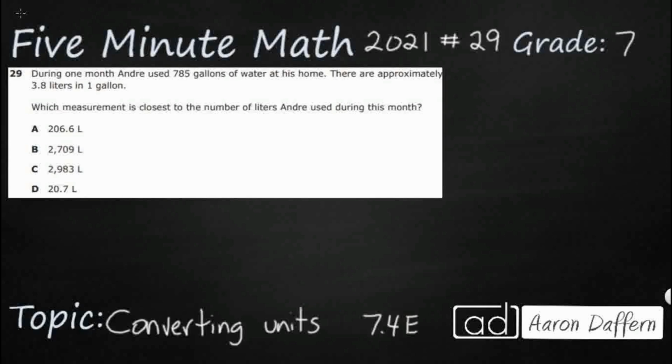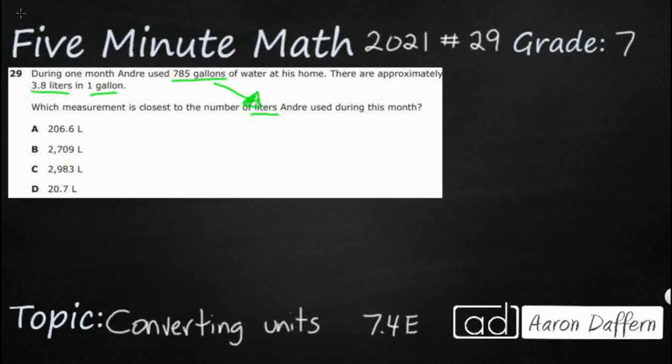So during 1 month, Andre used 785 gallons of water in his home. And then we've got a little ratio here, approximately 3.8 liters equals 1 gallon. We need to find the measurement that is closest to the number of liters he used during this same month. So we're really just converting our gallons into liters. We've got that nice ratio of 3.8 liters is approximately 1 gallon.